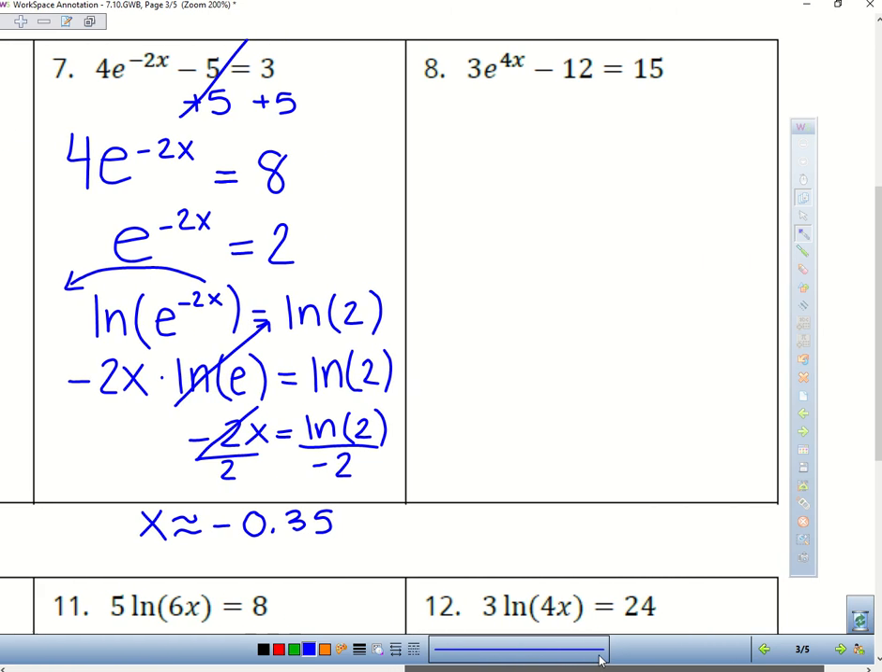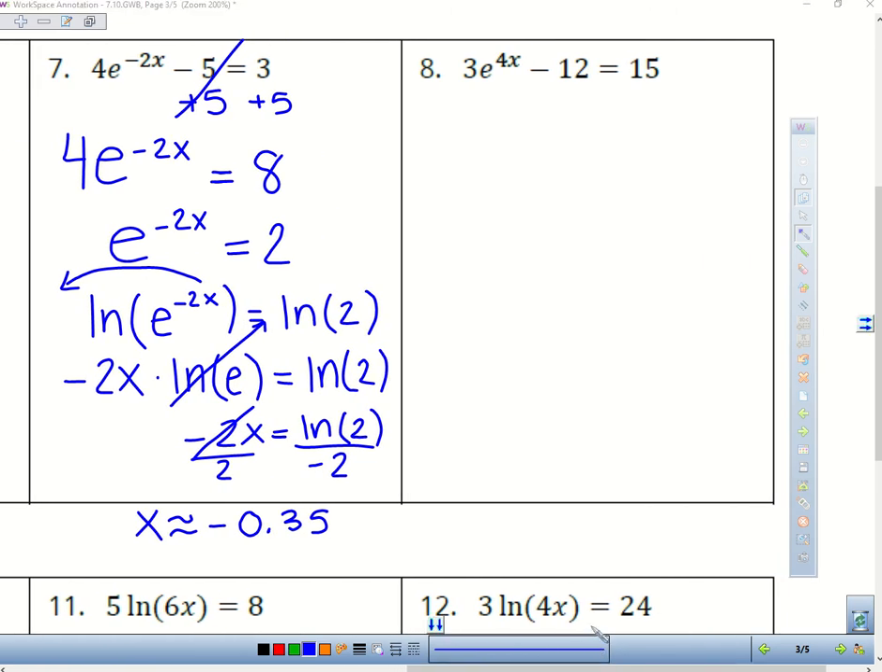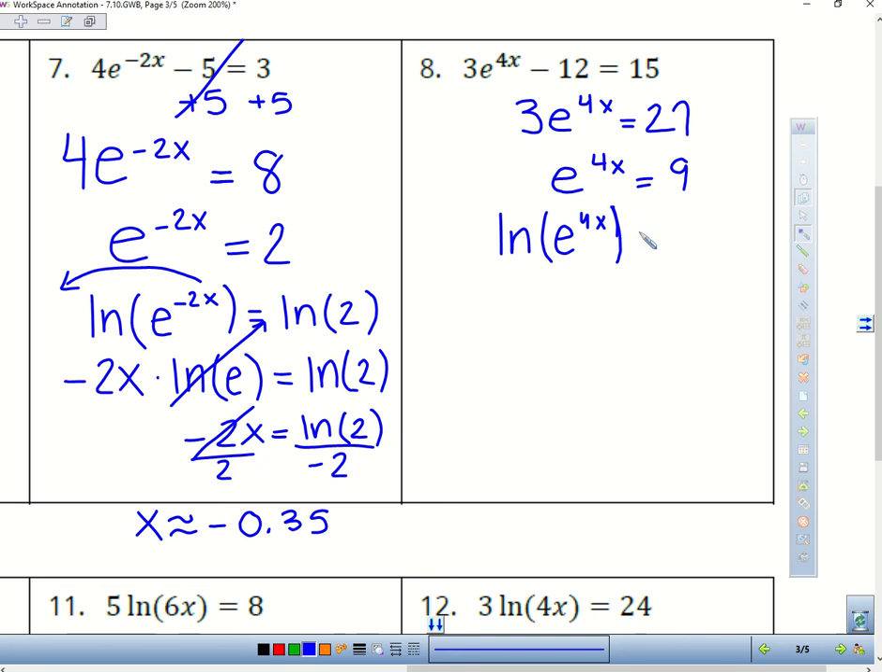Alright. This problem is very, very similar to number 7. So I'm going to add 12 to both sides. Okay. And then I'm going to divide by 3. So I end up with this, right? Now from here, I can take the what of both sides? Natural log. You're going to start getting the hang of this.